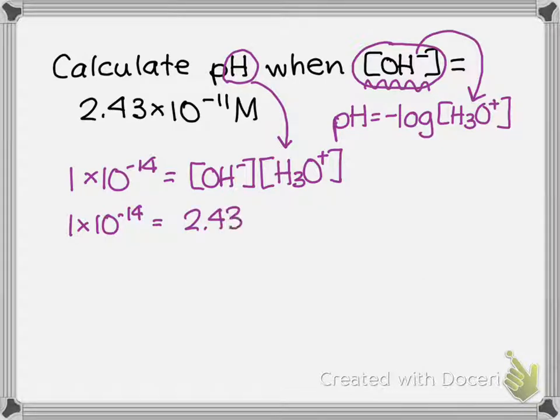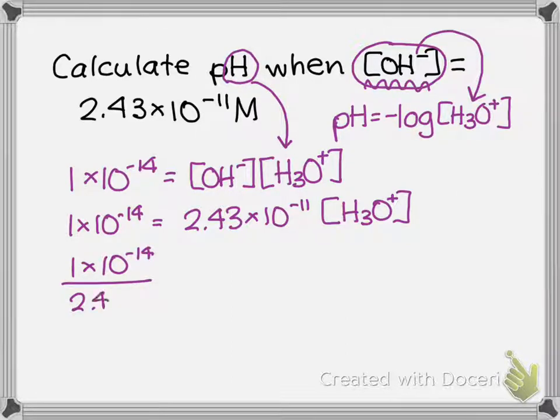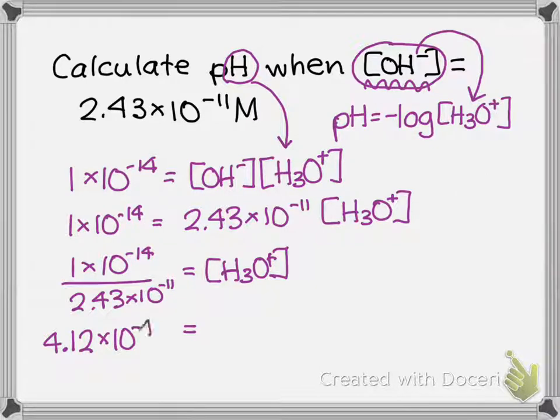So plugging in the numbers, I get 1 times 10 to the negative 14 over 2.43 times 10 to the negative 11 equals the acid concentration. Let me plug that into my calculator. And I get 4.115, so 4.12 times 10 to the negative 4 is my acid concentration. So this is what I'm going to use to calculate the pH.